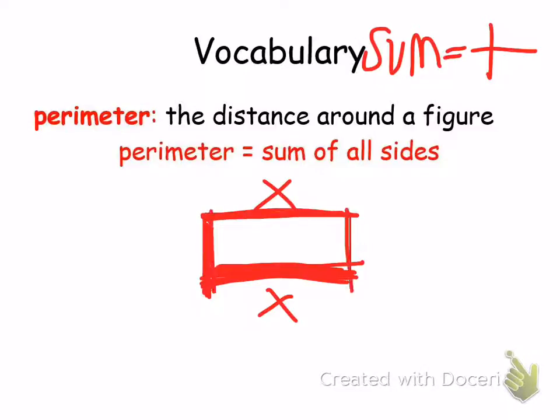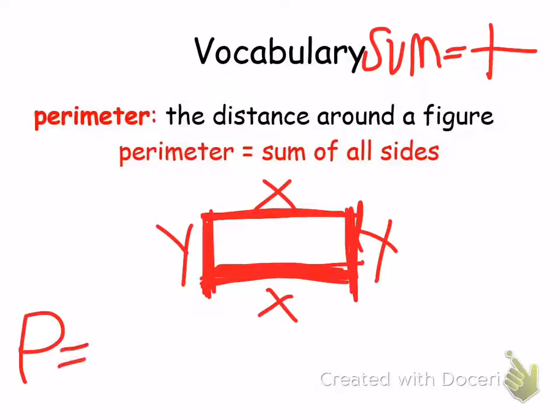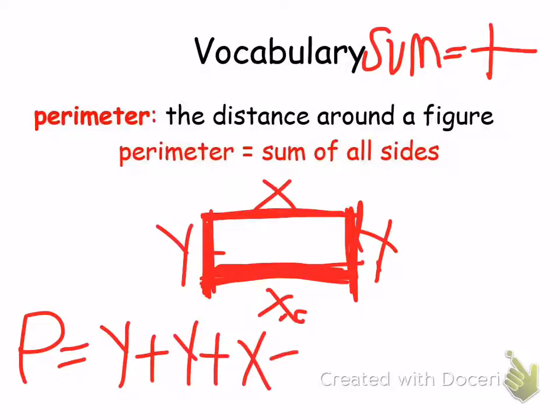Whatever is on this side must be the same as this side, so I'll label that as a Y. When finding the perimeter, I will add whatever numbers would be in each of these places together. So Y plus X plus X would give me my final answer with my perimeter.